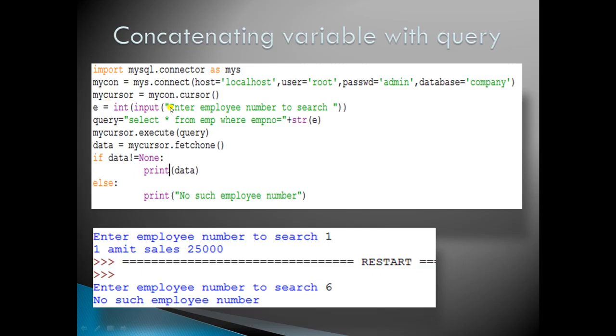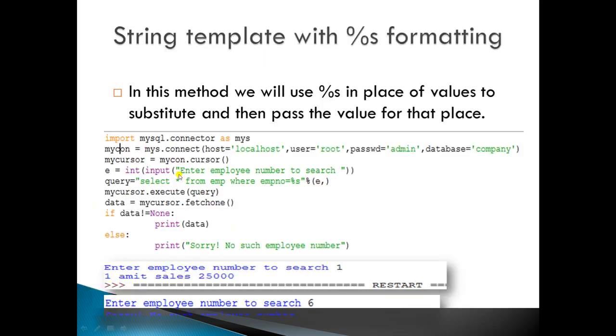Now E is equal to input, enter employee number to search. So in this you have to enter an employee number so that it will search it. Then you have to perform the query, and in employee number I have used this concatenation, so that the integer number is converted into a string and it will give you the result of that particular employee number. Then the query will get executed, it will fetch the record and then it will print it.